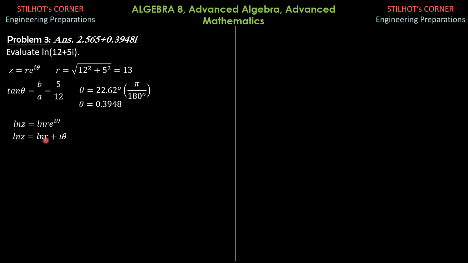Substituting the value of r and theta 0.3948, so we have ln of 13, plus i, then angle 0.3948 radians. ln of 13 in decimal is 2.565. So therefore, ln of quantity 12 plus 5i is 2.565 plus 0.3948i.